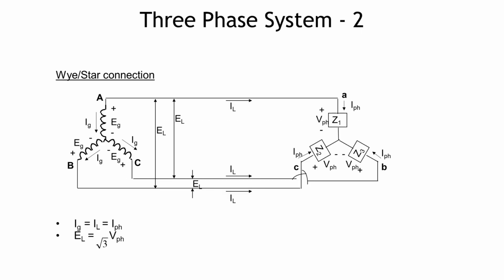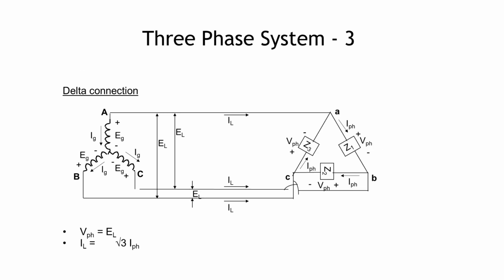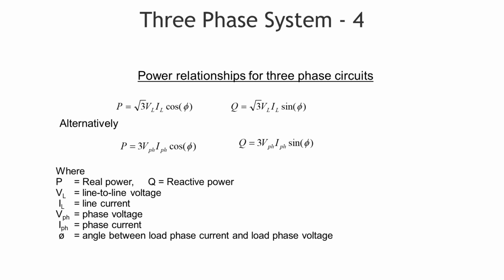In a Y, star, connection, line current equals phase current. Line voltage relates to phase voltage. In a delta connection, phase voltage equals line voltage. Line current relates to phase current. These relationships are fundamental for analyzing and designing three-phase power systems.